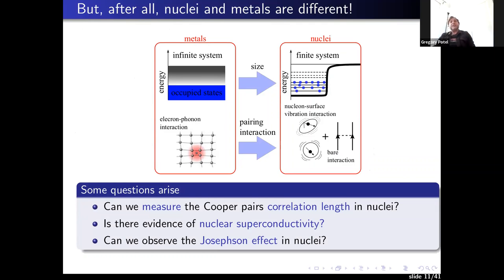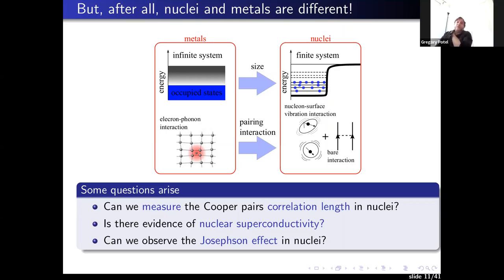So it seems that there is sort of nuclear superfluidity. You have noticed that I didn't say superconductivity. I said superfluidity in nuclei, right? But after all, nuclei and metals are different in some essential way. So here I'm trying to sketch very basically some of the most important differences. First, the metals are essentially an infinite system for all practical purposes, while nuclei are of course finite. So nuclei, because they are finite, already exhibit a discrete spectrum. So you already have gaps that arise naturally because of spatial quantization in nuclei. So this is one of the differences.